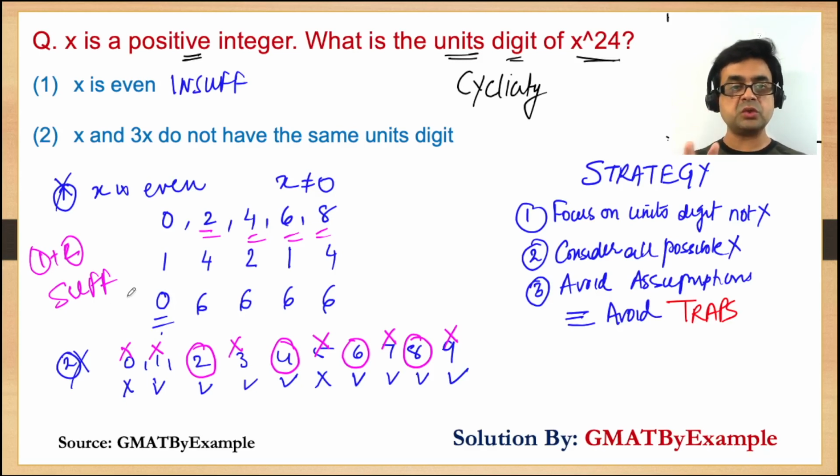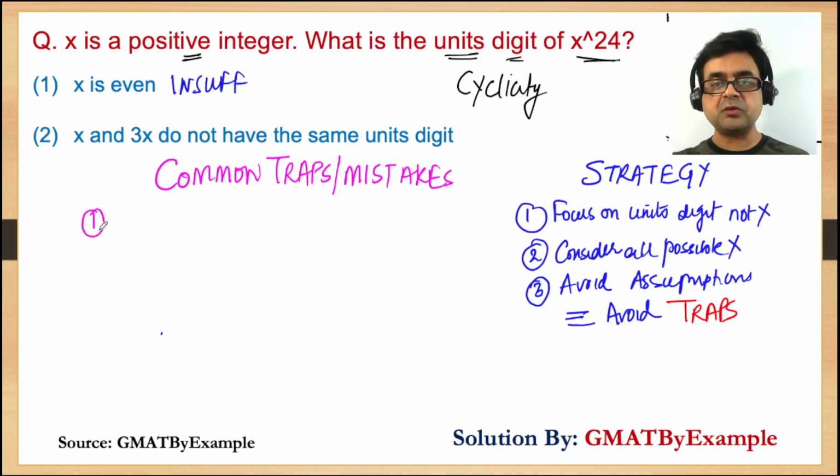So let's look through some of the common traps and common mistakes that people make. Okay, so number 1 common trap and mistake is focusing on x rather than the units digit of x to the power of 24, and making the assumption that if we have multiple values of x, then you would get multiple values of x to the power of 24. And we talked about it at the start of our strategy that we are not going to do it, but a lot of people make that common mistake.